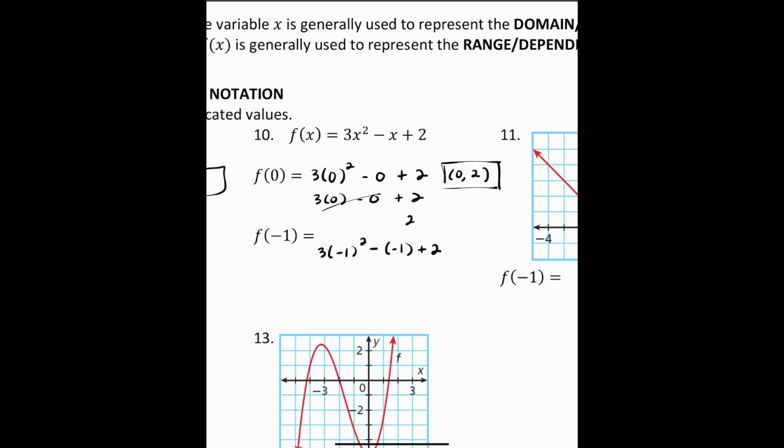So I have -1 the quantity squared, which is -1 times -1. That's positive 1. So I have 3 times 1 minus -1, that's +1 plus 2. So now I have what? I have 3 plus 1 plus 2, and that gives you 6. So therefore, our input is -1, and our output is 6. So as an ordered pair, you have -1, comma, +6.